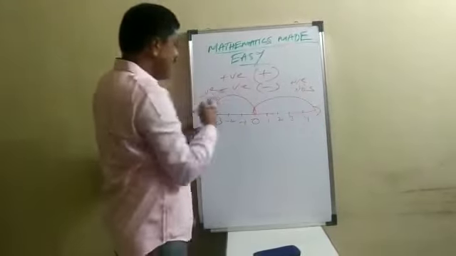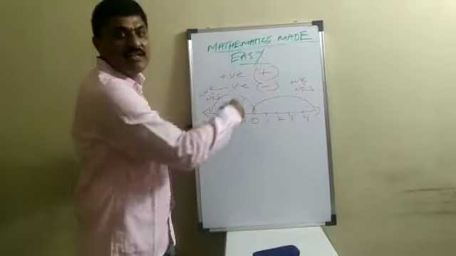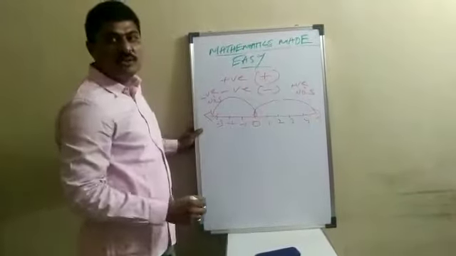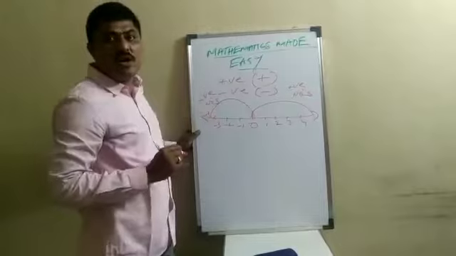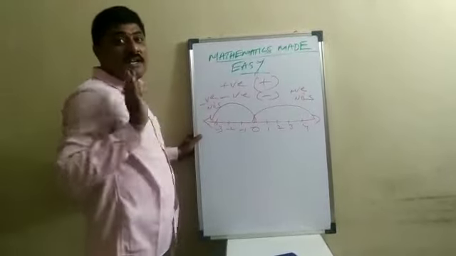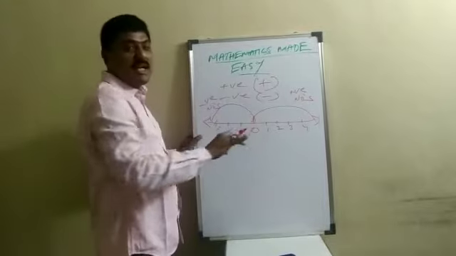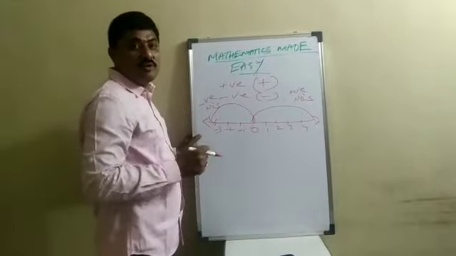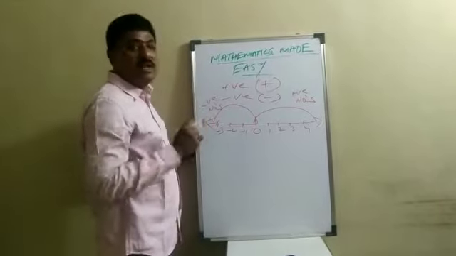Positive numbers and negative numbers. Numbers to the right side of 0 are called positive numbers. Numbers to the left side of 0 are called negative numbers. So I am talking about numbers only here. Now from this, I want to tell one more definition, another classification of numbers.